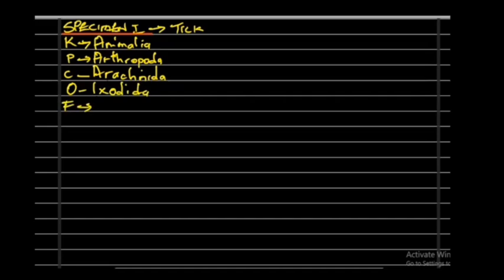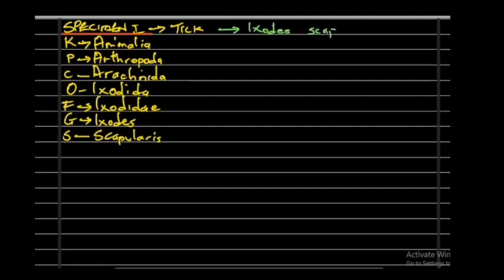The family is Ixodidae. The genus, we have it to be Ixodes. And the species is called scapularis. So scientifically, it will be written as Ixodes scapularis.